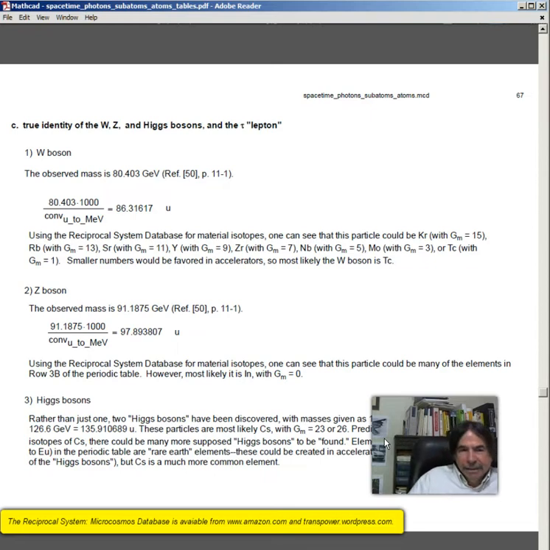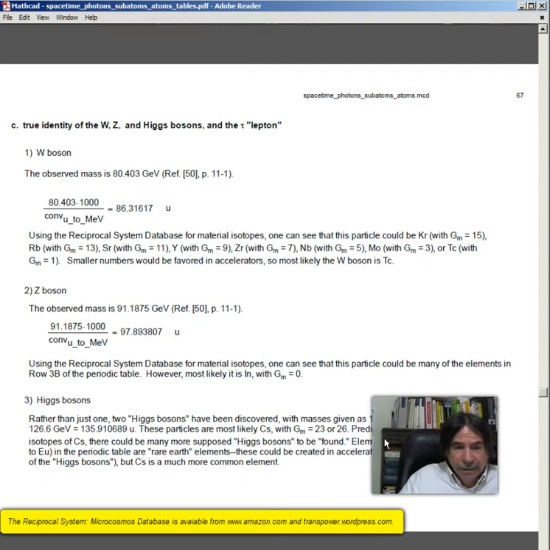W boson. The observed mass is 80.403 giga electron volts. That's from reference 50, page 11-1. That converts to 86.31617 U. Using the Reciprocal System database for material isotopes, one can see that this particle could be krypton with G sub m equals 15, rubidium with G sub m equals 13, Sr with G sub m equals 11, Y with G sub m equals 9, zirconium with G sub m equals 7, Nb with G sub m equals 5, Mo with G sub m equals 3, or technetium with G sub m equals 1. Smaller numbers would be favored in accelerators, so most likely the W boson is technetium.